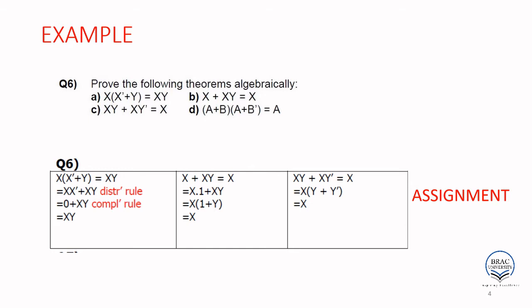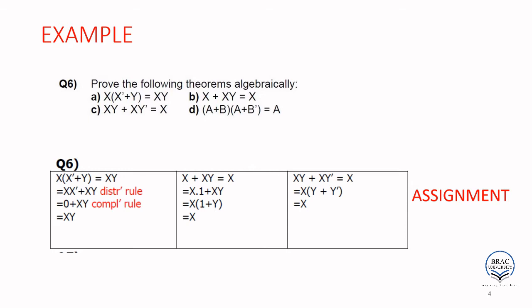Whenever you use any of the laws, you need to write it within brackets. You need to put the number, like rule 1, rule 2, rule 3, whatever. Otherwise you need to write the rule name, or you don't get full marks. So x into x prime becomes 0, by the complementary rule, and xy stays xy. So this left hand side becomes xy. So this is proved.